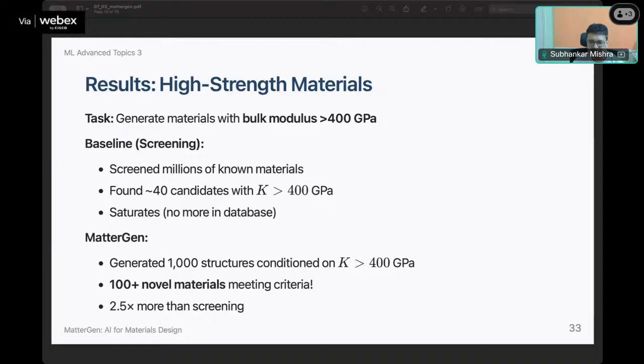Now, what did MatterGen achieve? MatterGen basically generated 1,000 structures conditioned on K greater than this value, and they eventually had 100 plus novel materials. Yes, and these are completely new. These are not in the database itself. So that's a very nice thing. Almost 2.5 times more than the screening.